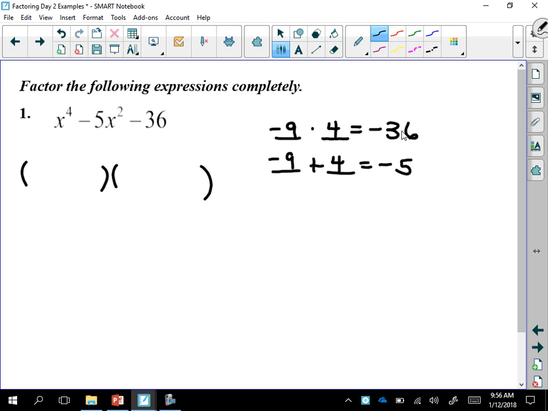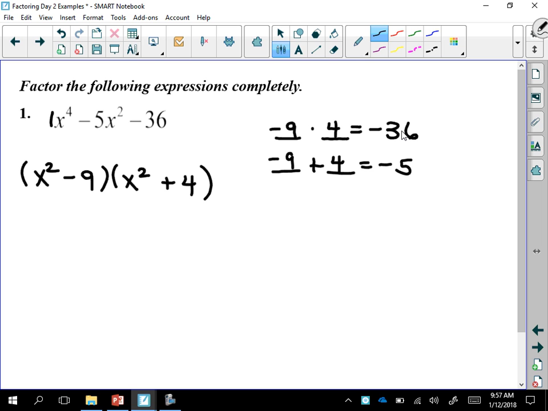So our coefficient of the first term is 1, so I'll do 1 over negative 9 and 1 over 4, which neither of those reduce. But instead of using an x here, it's going to be an x squared minus 9, and then an x squared plus 4.